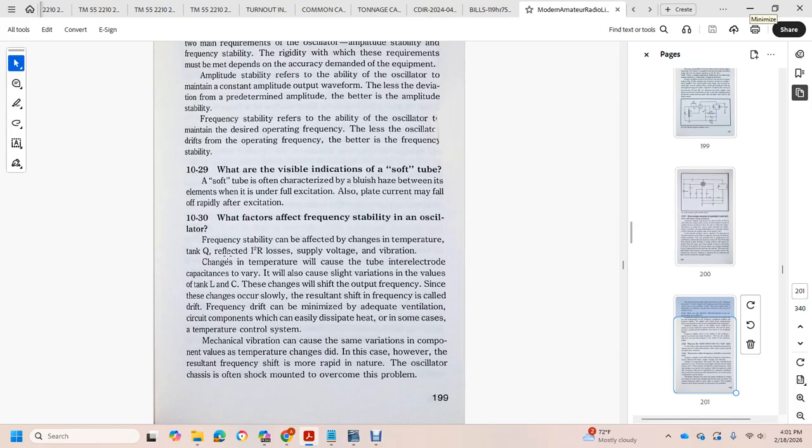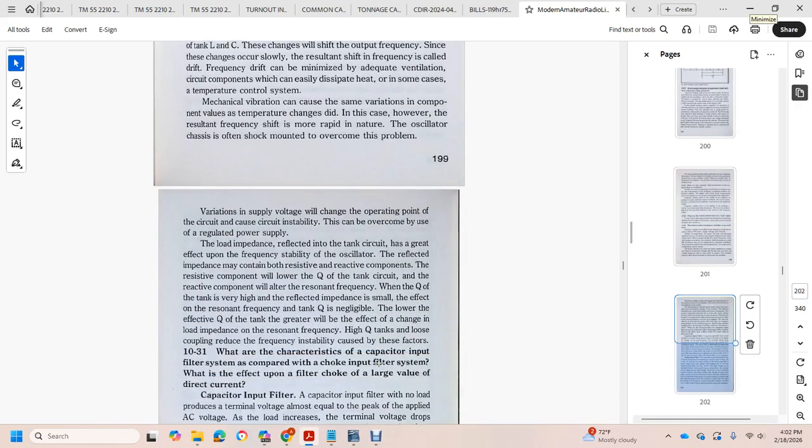Since these changes occur slowly, the resonant shift of the frequency is called frequency drift. To minimize it, use adequate ventilation and circuit components that can easily dissipate heat. In some cases, a temperature control system is used. Mechanical vibration causes some variation of component values, as does temperature change. In this case, the resonant frequency shifts more rapidly, and the oscillator chassis is often shock mounted to overcome this problem. Variation of supply voltage will change the operating point of the circuit and cause circuit instability; this may be overcome by the use of a regulated power supply.